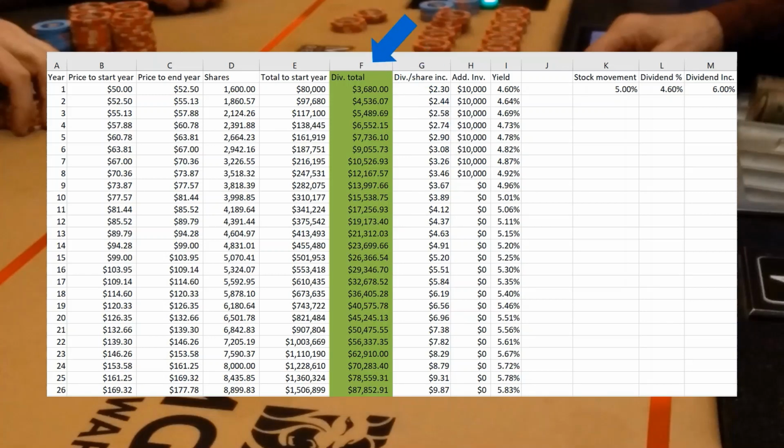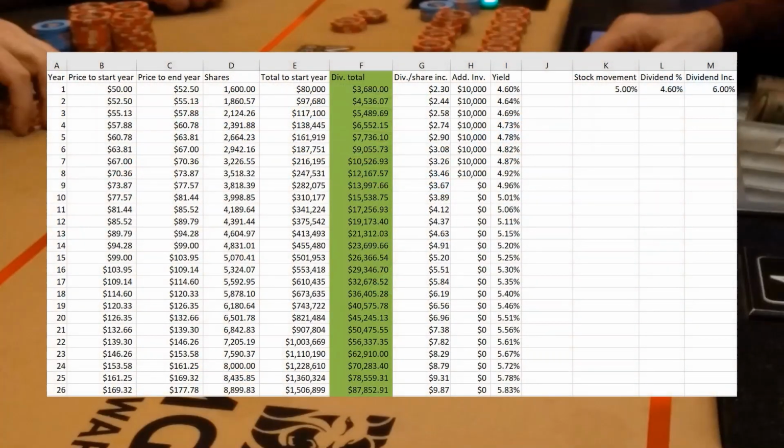So after we have all that set, we could look at column F, the important one, that's why it's highlighted in green: how much money you're making in dividends each year. So if you had $80,000, which was 1,600 shares, and you got $2.30 per share, you would get $3,680 in dividends for year one. And now, let's use all the numbers that were on the screen just now as an example.